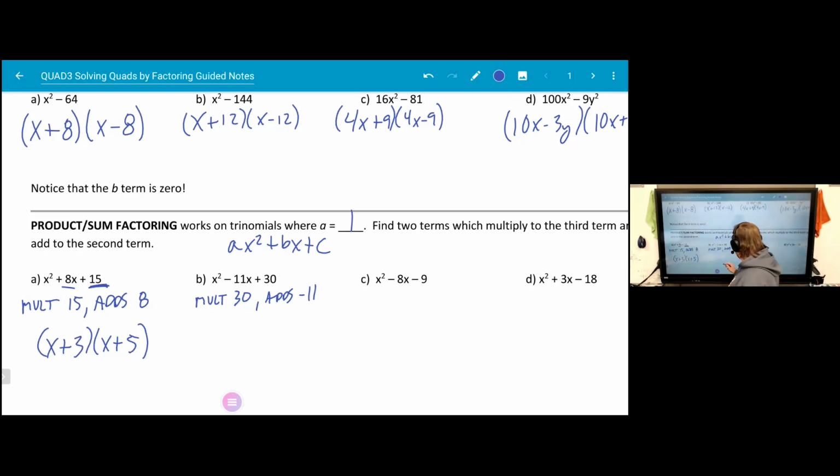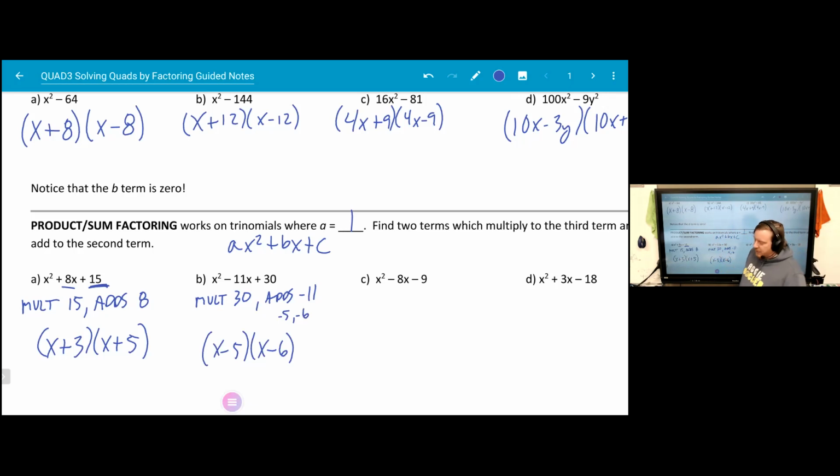We got 2 and 15. Well, 2 and 15 don't add to negative 11. 3 and 10, that's not going to work. 4 doesn't, but how about 5 and 6? Or in this case, negative 5 and negative 6. That adds to negative 11. Does that multiply to positive 30? Sure does. In other words, what you're going to write down is x minus 5 times x minus 6. This is your factored form. Okay.